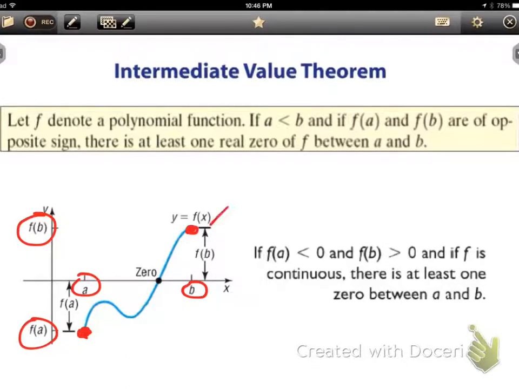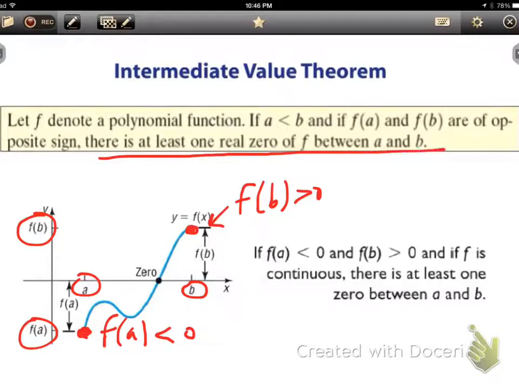What does that mean? Well, it means that f of B, in this case, would be positive, and down here we can see that the value of the function at A is negative. So the bottom line is, as long as f of A and f of B have opposite signs, there is at least one real zero of f between A and B. To put it in terms of inputs and outputs, if the outputs have different signs, then there's going to be an x-intercept in between the inputs. And that's all that theorem says.